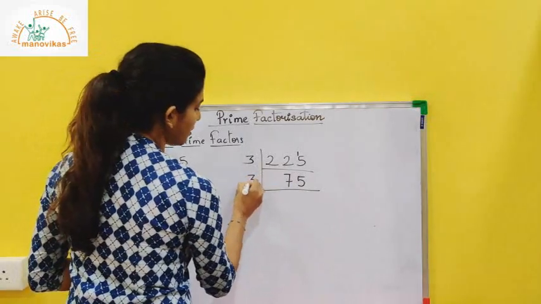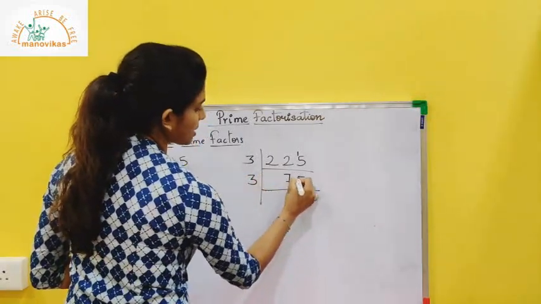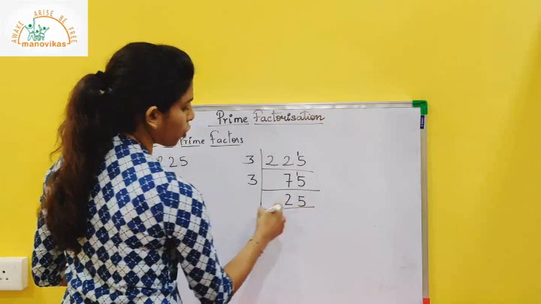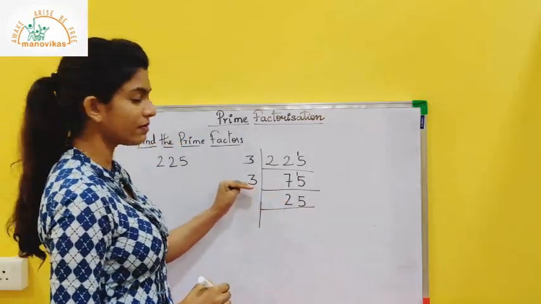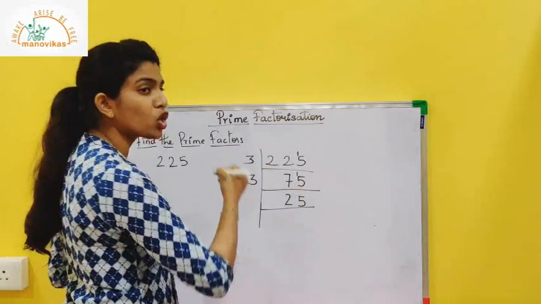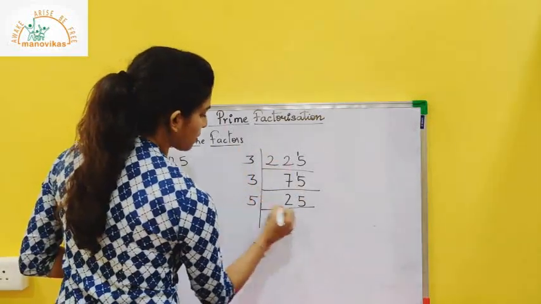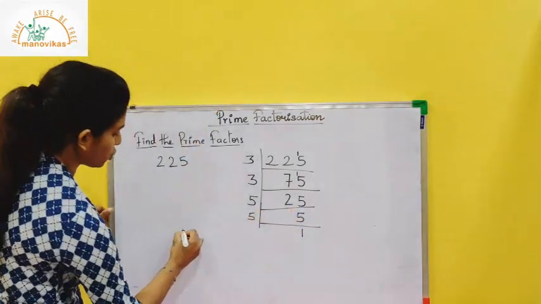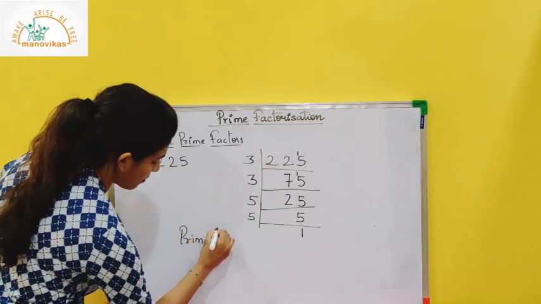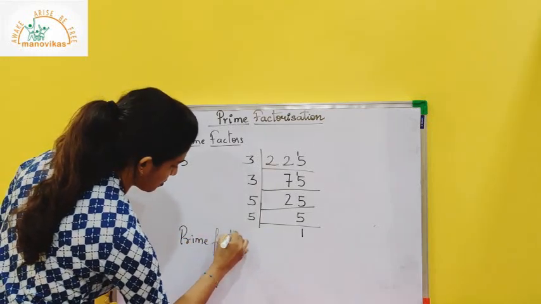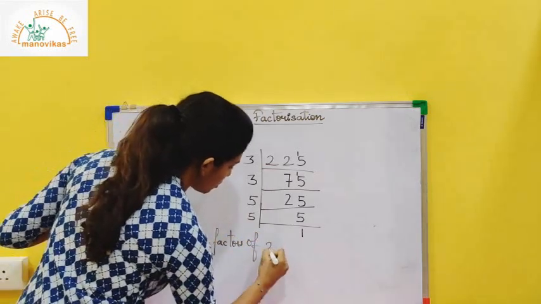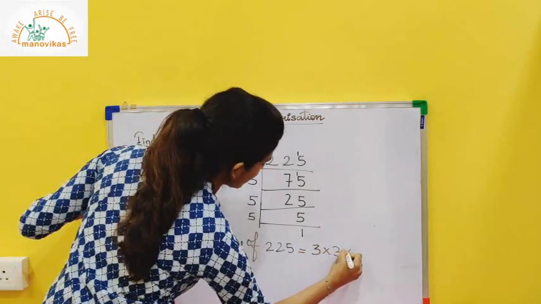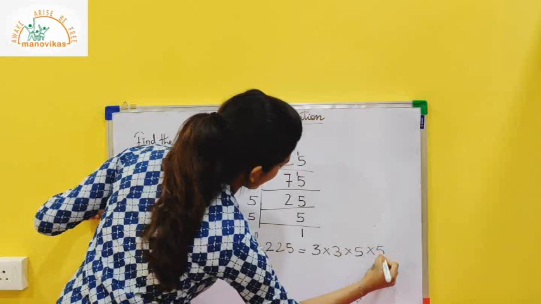So let's try it with 3 first. 3 2s are 6, 1 carry forward. 3 5s are 15. Now you got 25, and you know 25 is not completely divisible by 3. Okay, so I will move on to the next prime number, that is 5. 5 5s is 25 and 5 1s are 5. So the prime factors of 225 is equal to 3 multiplied by 3 multiplied by 5 multiplied by 5.